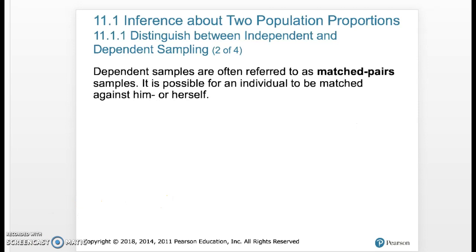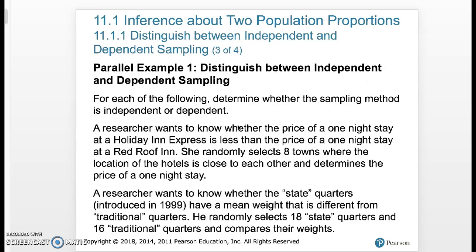So another way to phrase dependent samples is to refer to them as matched pairs. So dependent samples are often referred to as matched pair samples. It's possible for an individual to be matched against himself or herself, which we'll address after we see some specific examples. In other words, think about matched pairs as pairing up two pieces of data, but the two pieces of data can come from two individuals, or it can be one individual that produces two pieces of data. Okay, so in each of these examples or scenarios, we will determine whether the sampling method is independent or dependent.